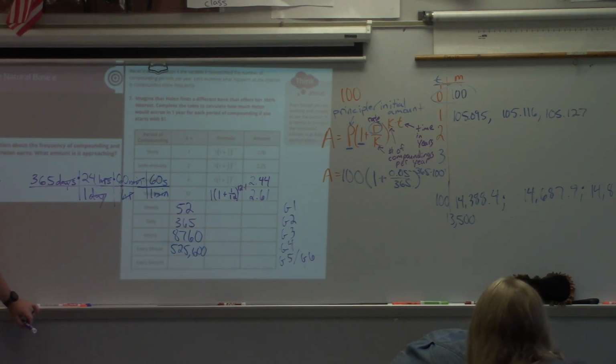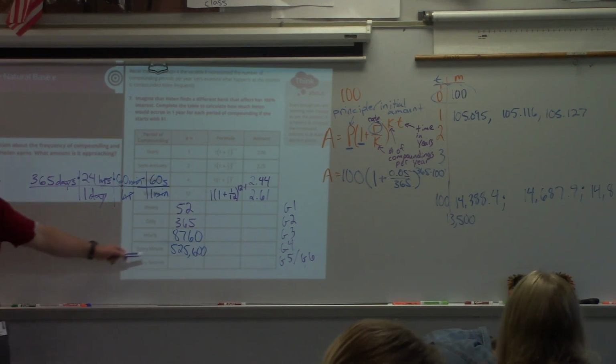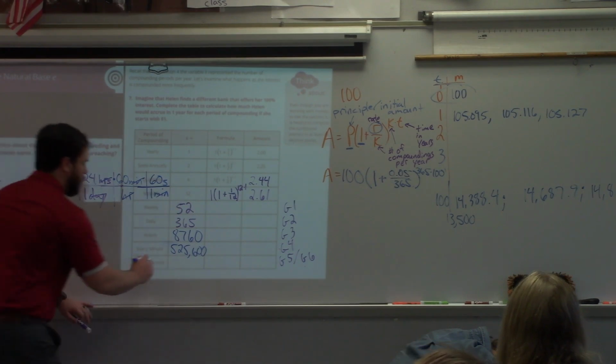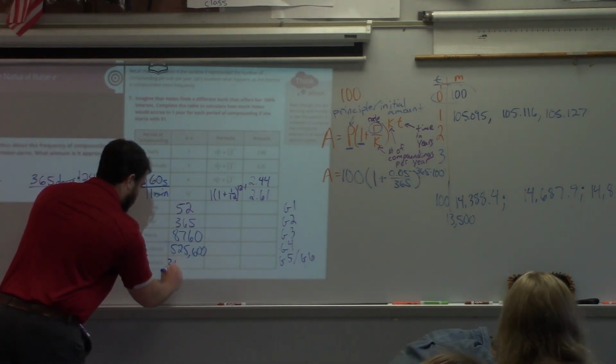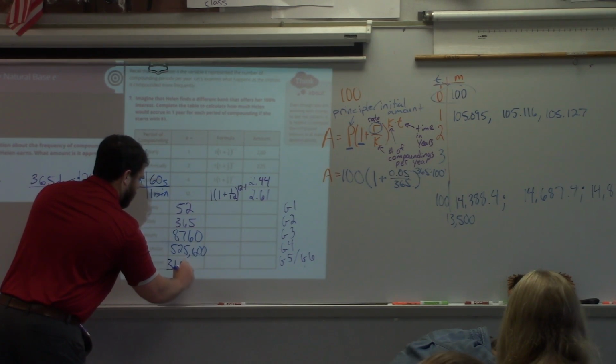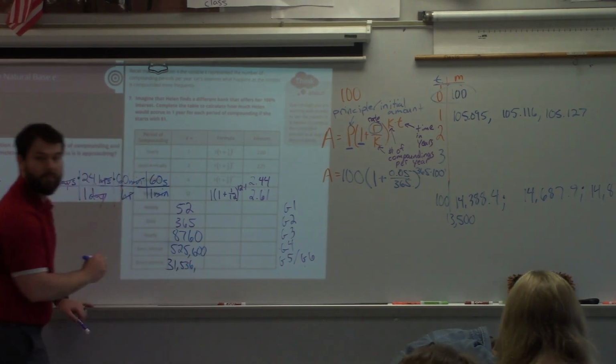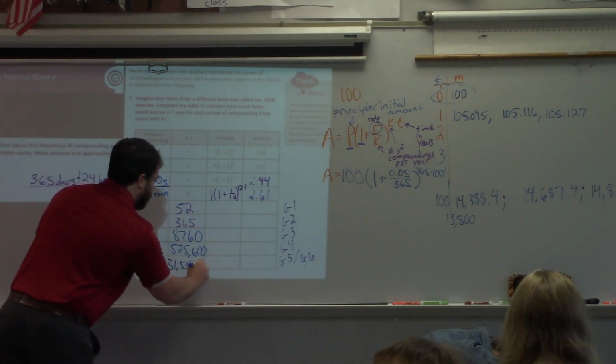A lot of you think it's 5,000. No, that was minutes. 31 million. 31 million, 536,000. That's it. And 3 zeros.